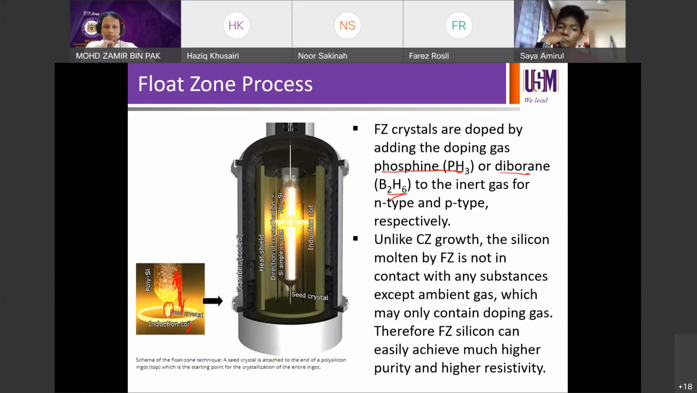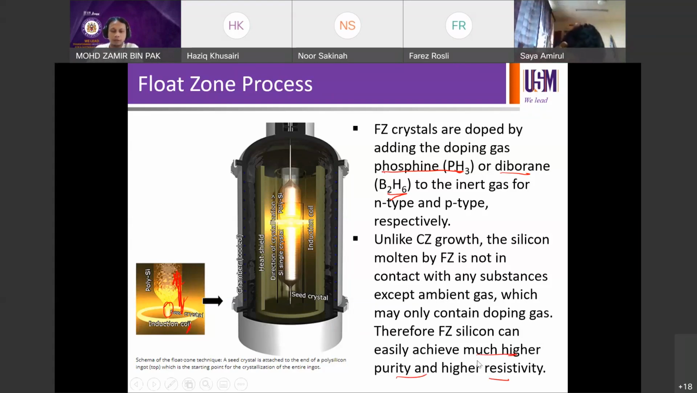So unlike the CZ process, the silicon molten by FZ is not in contact. If you compare to CZ, the silicon melt is in contact with the crucible wall. That causes the unintended incorporation of oxygen and carbon into the melt during the growth process. But in this case, the ingot is not in contact, so it's a contactless process. The heating coil just passes through but doesn't really touch the ingot. So it's not in contact with any substances except ambient gas, which may only contain doping gas. The doping gas is injected into the vacuum to do the doping process. Therefore, FZ silicon can easily achieve much higher purity and a higher resistivity.